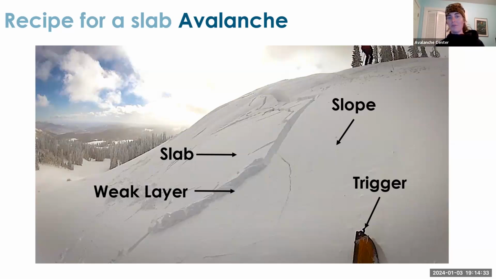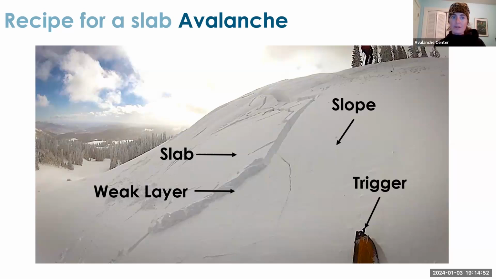So you need some type of load, because otherwise we all travel around in the mountains and we don't see avalanches happening left and right on any steep slope that has a layered snowpack. We need to have unstable conditions to have avalanches.